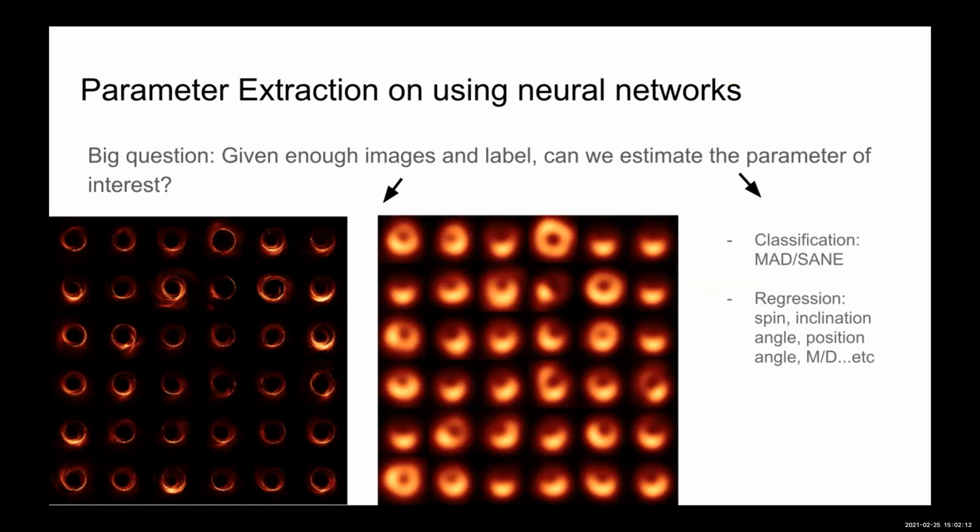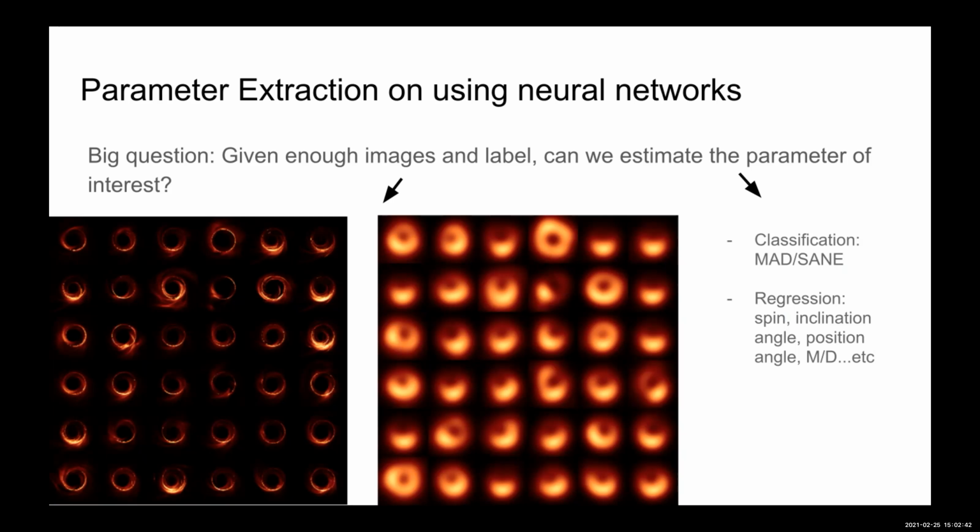Lots of people know that neural networks are good at something we call classification. They are good at classifying cats and dogs. And in our case, there are some natural cases where we want to do classification, for example, like MAD or SANE models. But other parameters are actually continuously distributed values within a certain range, for example, spin and inclination angle. And you can do something we call regression, which directly outputs the value you want at the last layer of the neural network.